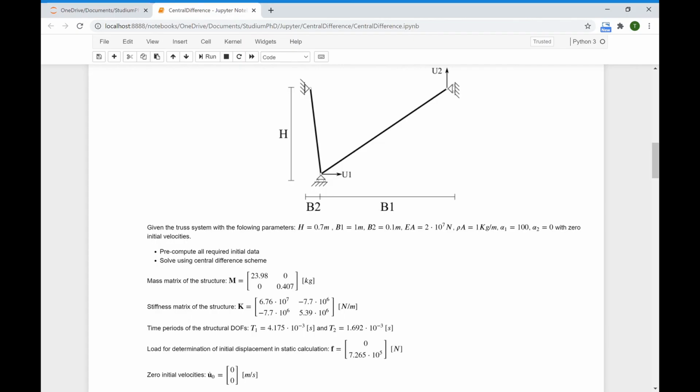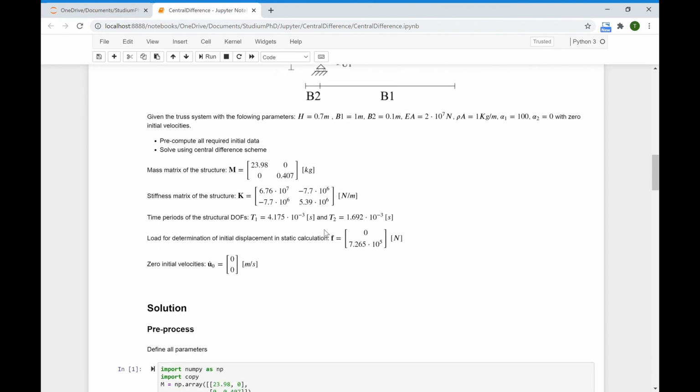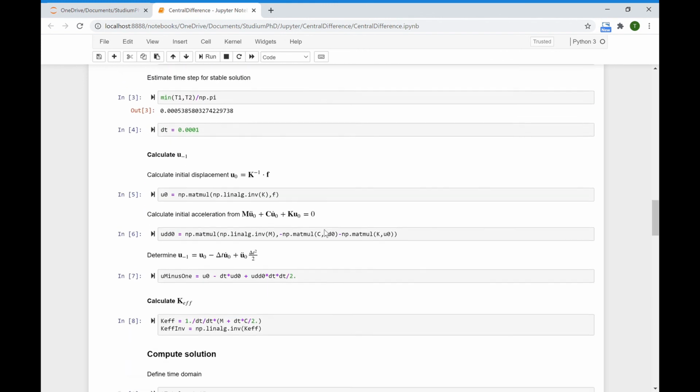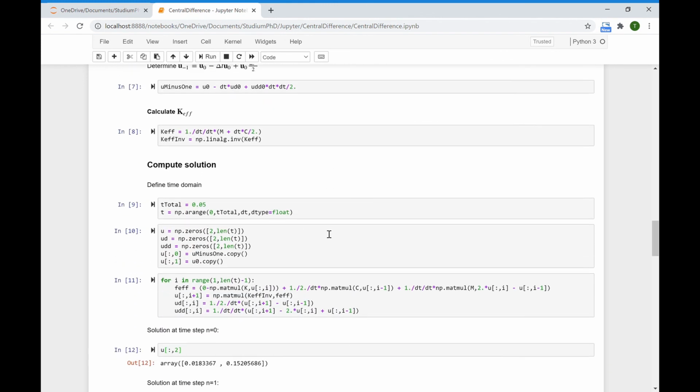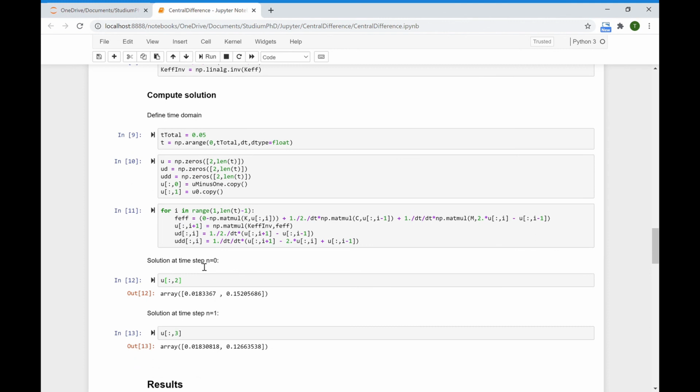Once more, your homework is to implement the central difference scheme for the given structure in any language which you like to. I've done it here in Python, so I can compare my handwritten results with the results which I obtained with this code. Solution at time step n is 0, displacements are here, and at n equal to 1 the displacements, if I compare them to my handwritten results, are the same, so my handwritten calculation is verified.